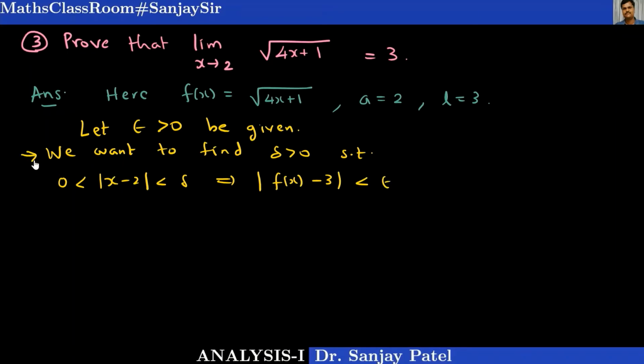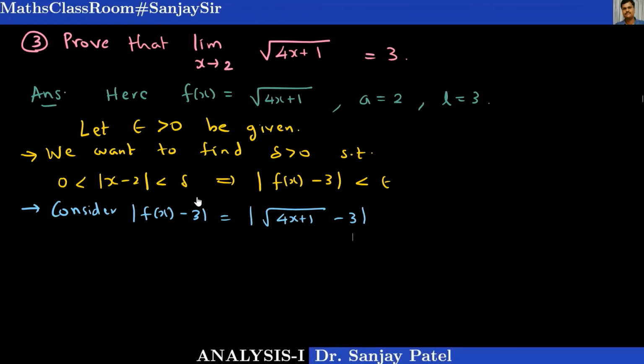As usual, we always concentrate on the expression mod of f(x) minus L. So consider the expression mod of f(x) minus L, that is mod of square root of 4x plus 1 minus 3. Remember, we want to make this quantity less than epsilon subject to this condition for some delta.